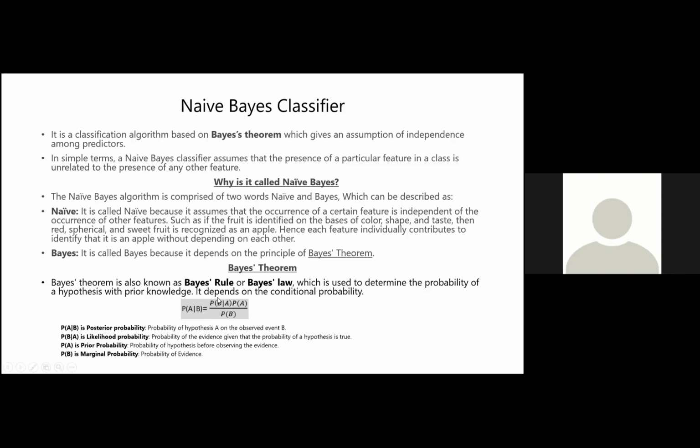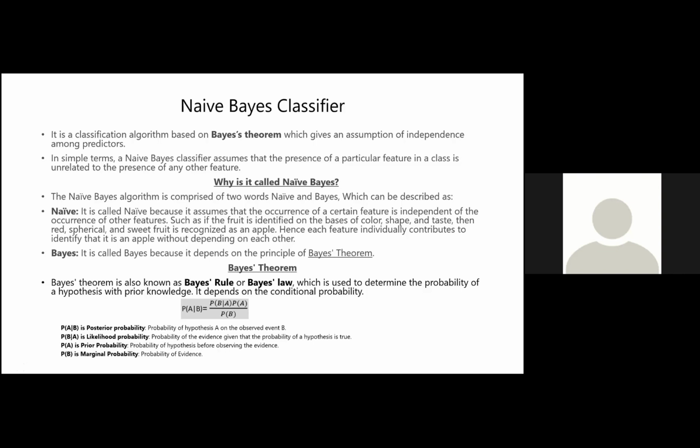This is assumed to be true. And the probability of A is called the prior probability, which is the probability of the hypothesis before observing the evidence. And the probability of B, which is in the denominator, is called the marginal probability, which is the probability of the evidence.